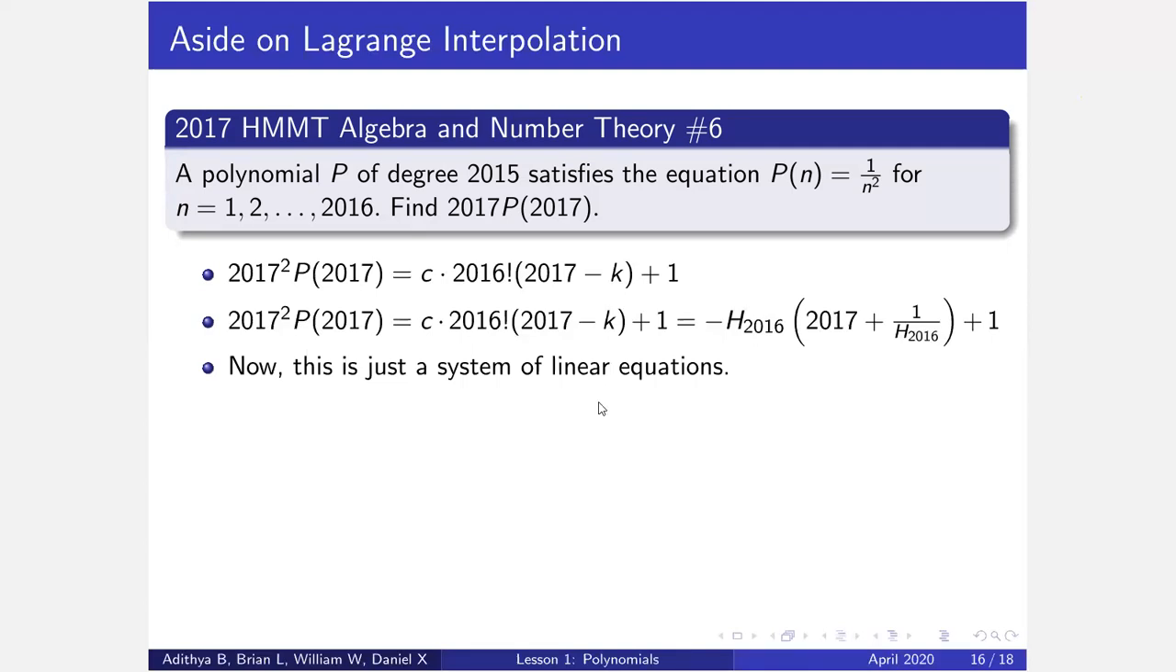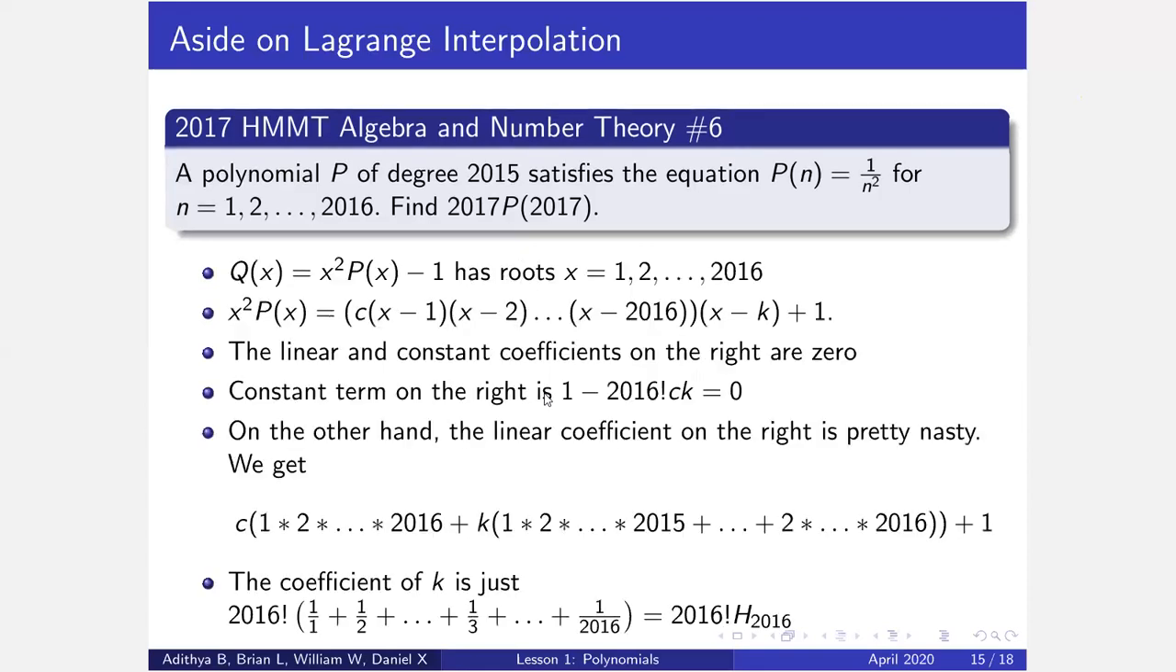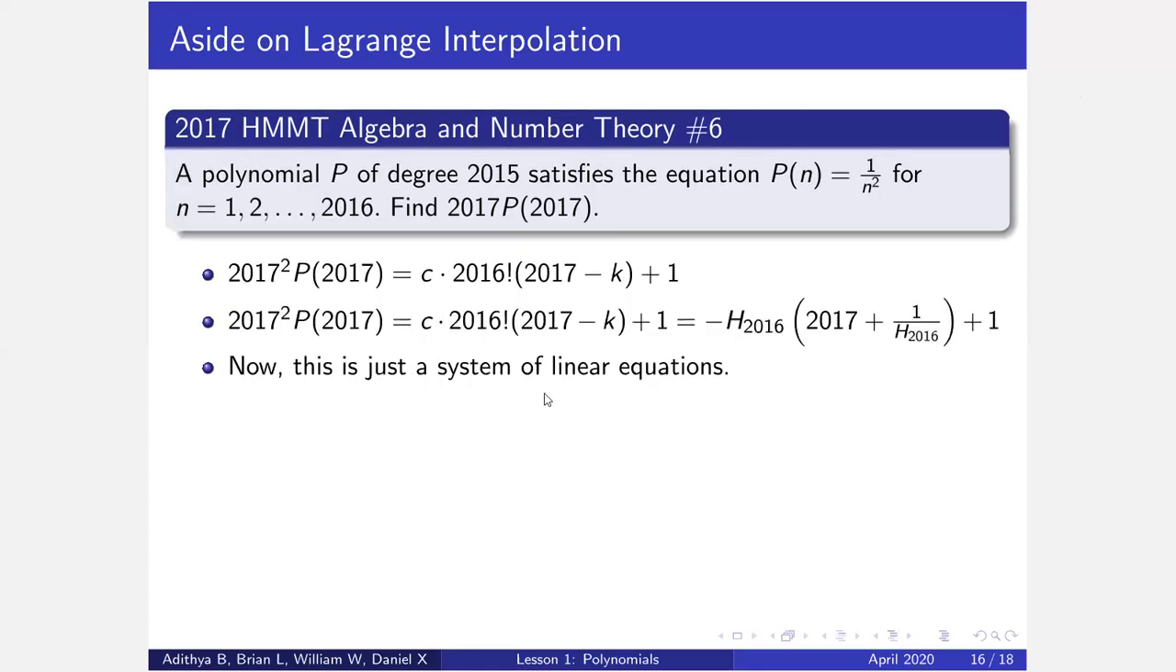I can type the two linear equations into the chat. So this is the constant equation, and the one for the linear coefficient is this. I'm just writing H to mean H sub 2016.